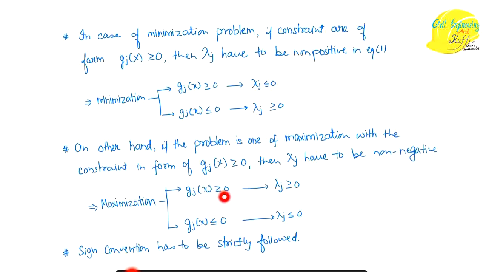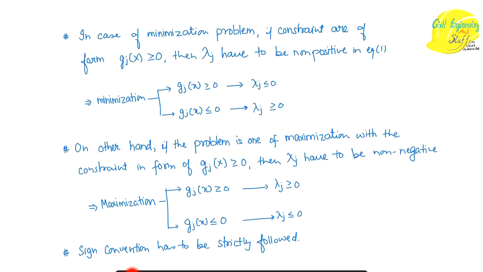If you are going for maximization and the constraint is of greater than or equal to 0 nature, then the condition for lambda will be lambda j greater than or equal to 0. If we are going for maximization and our constraint is less than or equal to 0, then the condition lambda less than or equal to 0 will be used. Care should be taken to use the desired condition for lambda, otherwise the solution that we get will be erroneous.